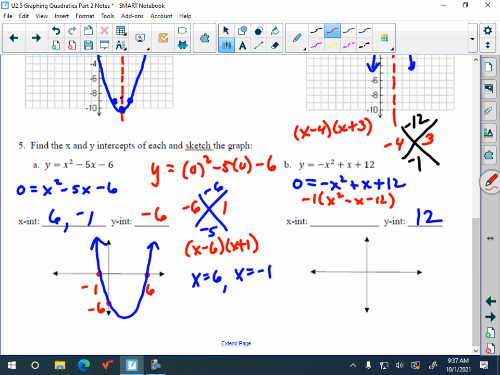Set those equal to 0. Solve it. You get x equals 4, x equals negative 3. So those are the x-intercepts, positive 4 and negative 3.